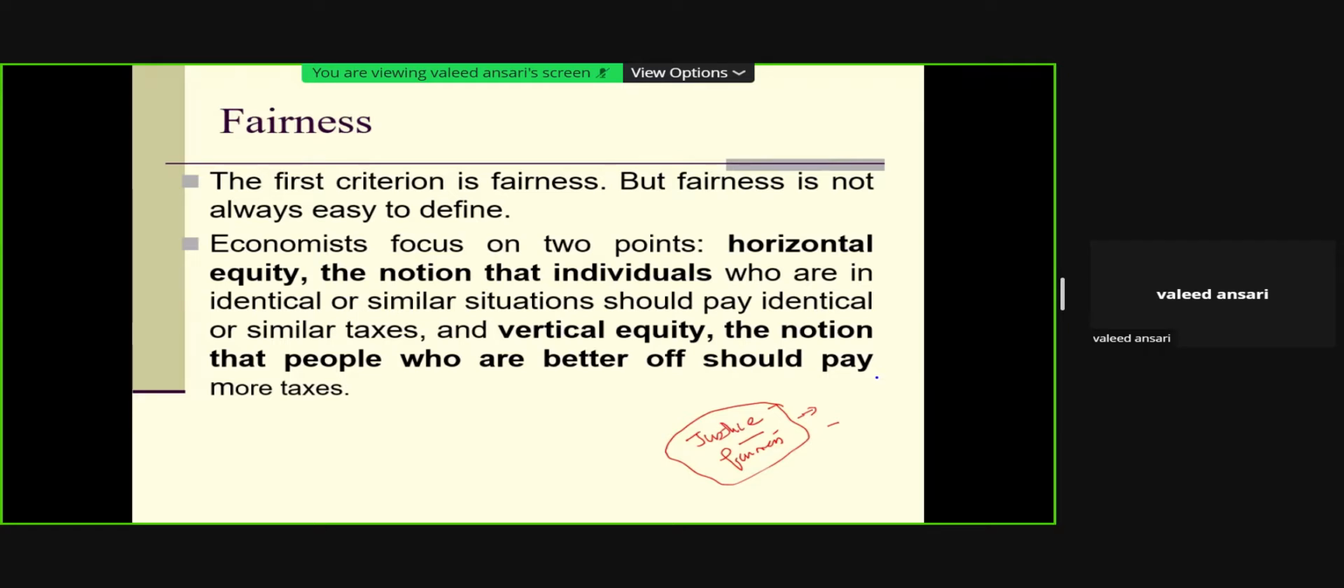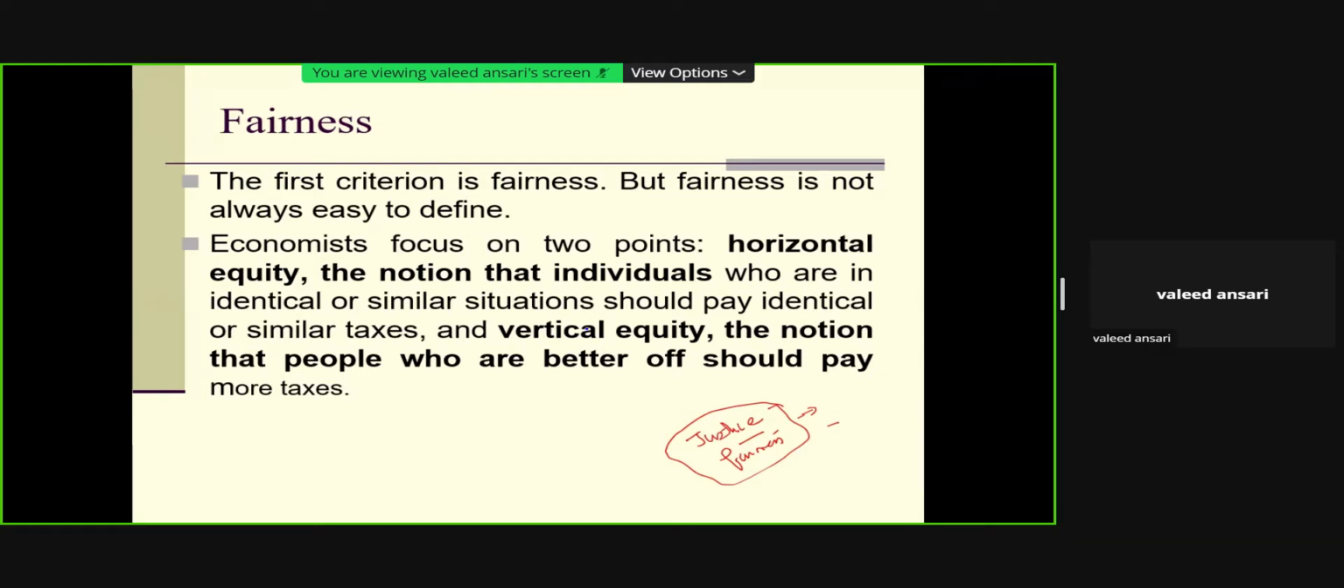I will tell you later how far these underlying principles are put into practice. Because please keep in mind that these taxes are decided by politicians. There is economics also, but there is always the political policy making, those who take the decisions. So this is the first principle, that the taxation system is just and fair.